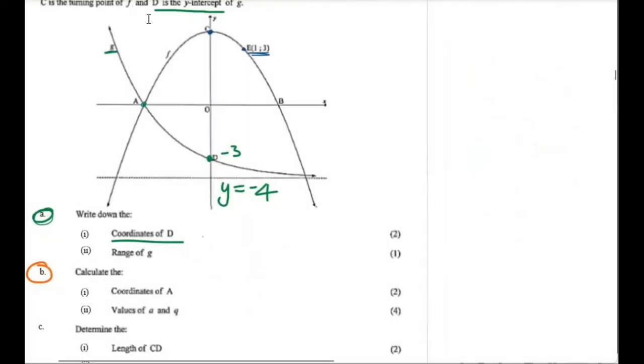Okay, so question B is now asking for the coordinates of A is the first question. Okay, I'm not giving you hints with colors anymore. You can see I've started with a brand new color. What is so special about A? What is so special about A? Type it in the chat, tell me. Okay, the Y value is going to be 0.